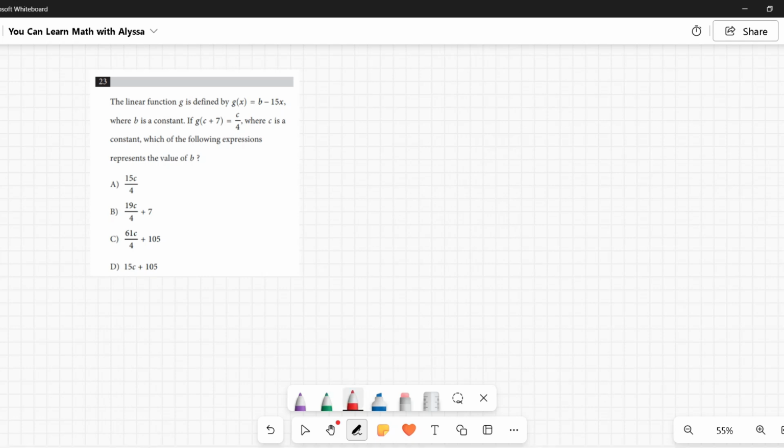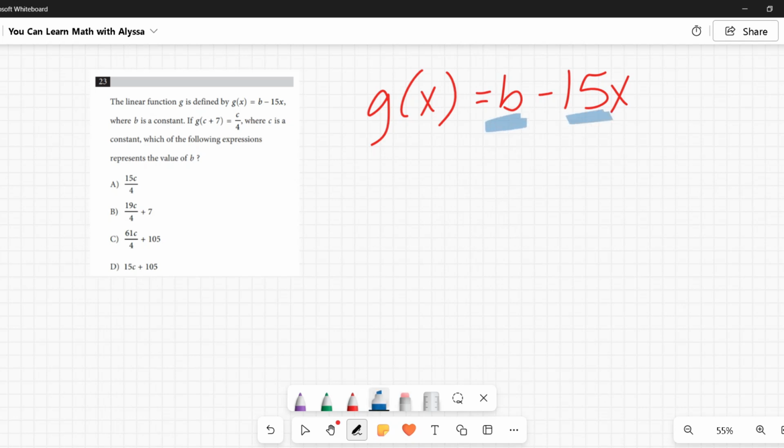What they want you to do, let's write this out here. g of x equals b minus 15x. They tell us it's a linear function, and this is very similar to a y equals mx plus b kind of format. They're just reversed. But it doesn't really matter. It's the same thing. This would be your slope right here. This is going to be your y-intercept. They've just reversed it, but that doesn't play a huge part in what we're about to do. Just letting you know that that's what's going on.